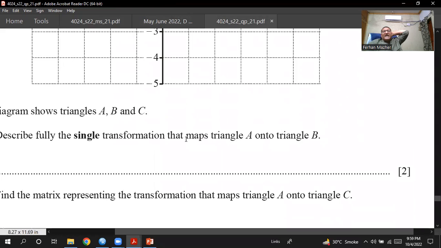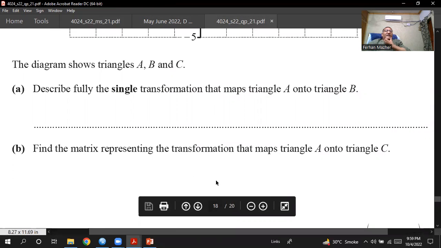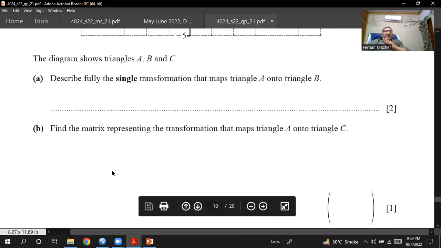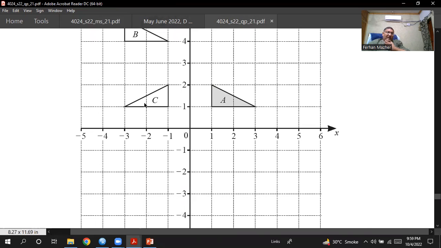Okay. So the next thing they are asking is, find the matrix representing the transformation that maps triangle A onto triangle C. By looking at them, I can tell you this is a reflection. You see the triangle has flipped, and it's a reflection in the y-axis.